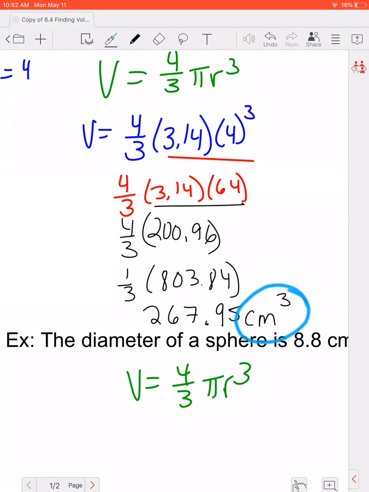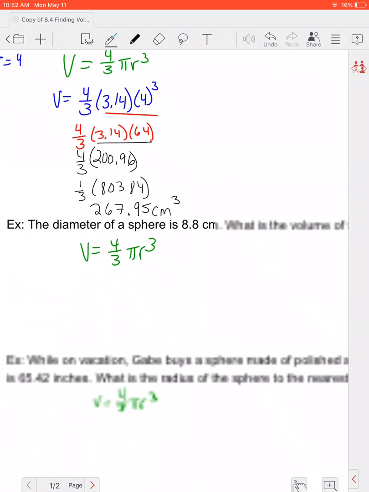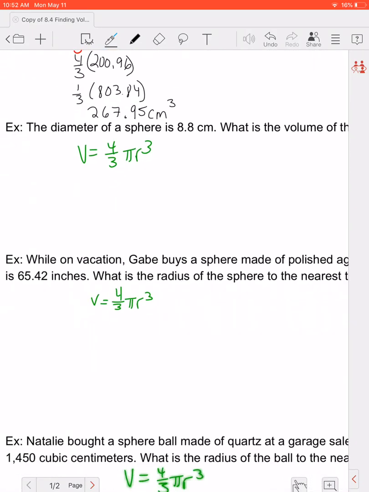I saw a lot of you last week on the homework, the cubed part was being mixed up with the surface area. So anytime we are finding volume, it will be cubed, okay? And that's kind of helpful too because the volume formula already has a cubed in it for a sphere. So a good reminder for you. Alright, let's go ahead and try the next one.